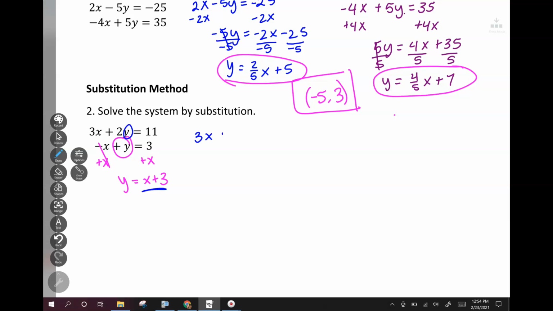So 3x plus 2, parentheses, instead of y, I'm putting x plus 3, equals 11. Now we can solve for x, because the only variable left in this equation after the substitution is x. We can now use this equation to solve for x. So distribute the 2.